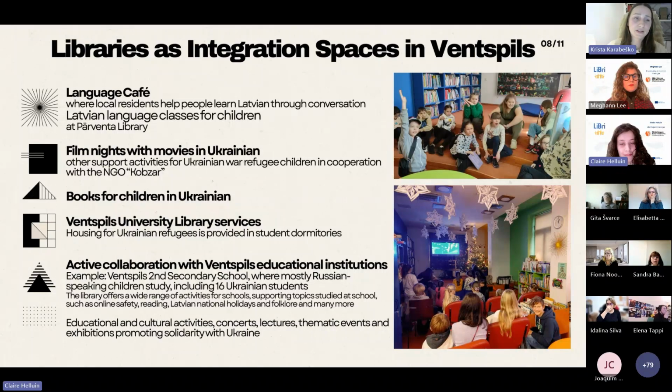So yes, and also talking about schools. For example, there's this secondary school where mostly Russian-speaking children study, and there are 16 Ukrainian students too. The library offers a wide range of activities for schools, and we support topics that are studied at school at the moment, such as online safety, reading, or Latvian national holidays, folklore, and so many more topics. So many things we do. These are only just some examples. Okay, let's go ahead.